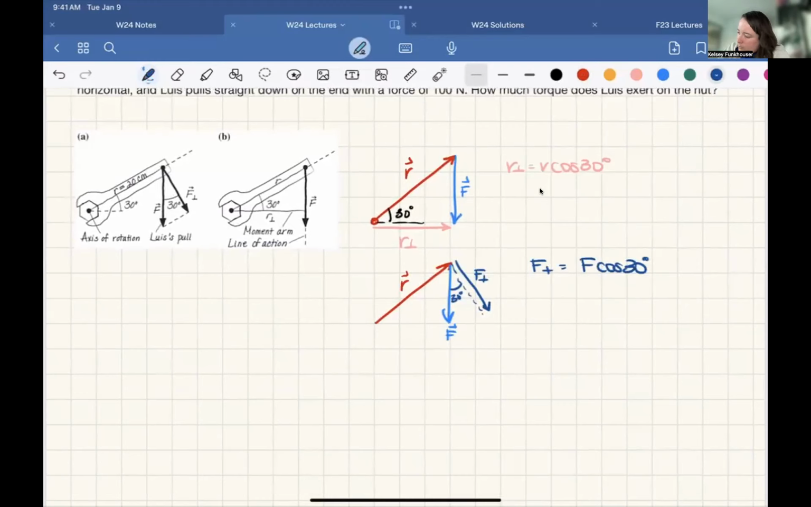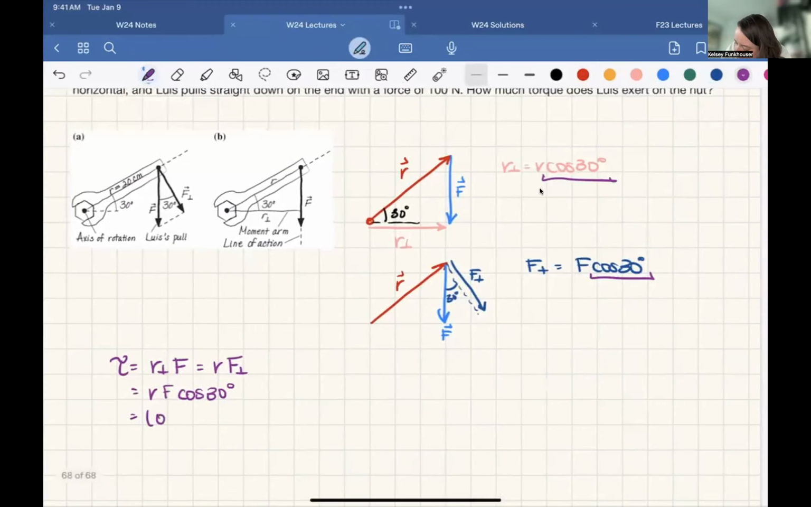So we established that the torque is either equal to the perpendicular component of the radius times the force, or the radius times the perpendicular component of the force. In this case, the perpendicular components are both times cosine of 30 degrees. So we can actually just say RF cosine of 30 degrees. And we have a radius of 20 centimeters, which is 0.2 meters, and a force of 100 newtons, cosine of 30 degrees. And this gives us a torque of 17 Newton meters.